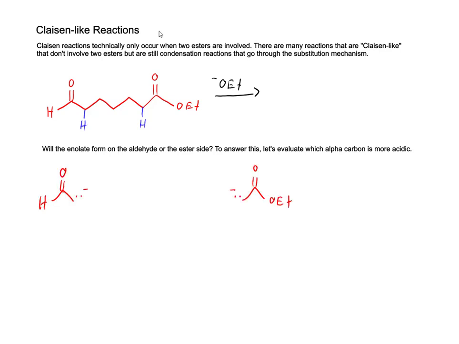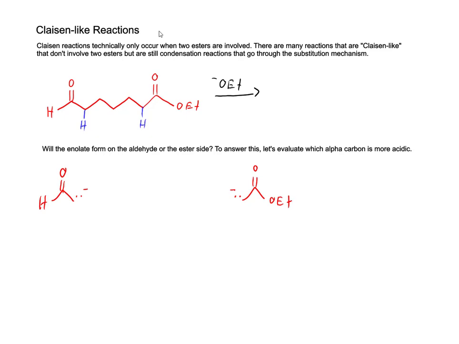Now, hopefully you know this at this point, but we shouldn't really ever try to evaluate acids directly. We should always evaluate the stability of their conjugate bases. So again, the stronger the acid, the more stable or weaker its conjugate base. So I've drawn the conjugate base of an aldehyde and the conjugate base of an ester down here. Again, you can see that all I did was remove the acidic alpha hydrogen.